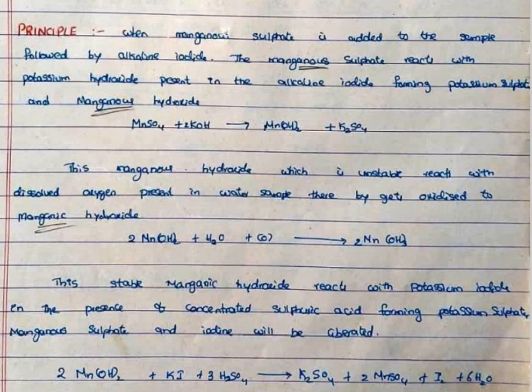In the equation, MnSO4 plus 2 KOH gives rise to Mn(OH)2 plus K2SO4.